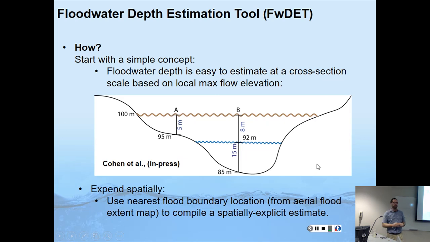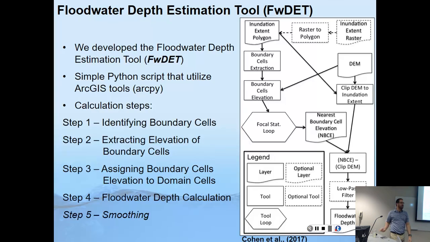The problem was, how do you extrapolate that in space, right? Because floods can be very, very large. You have the whole slope of the floodplain. So the approach we took was, again, a very simple one, a GIS-based approach.